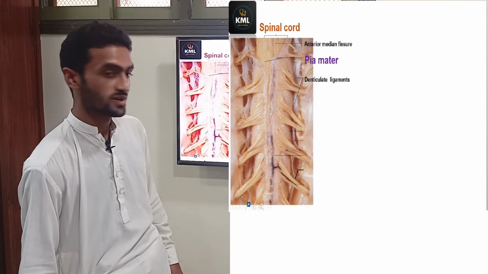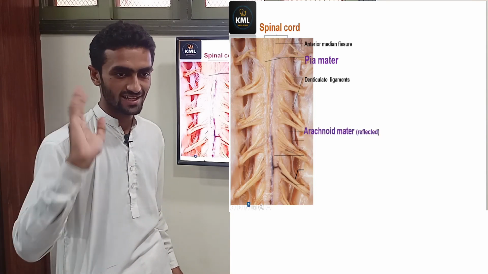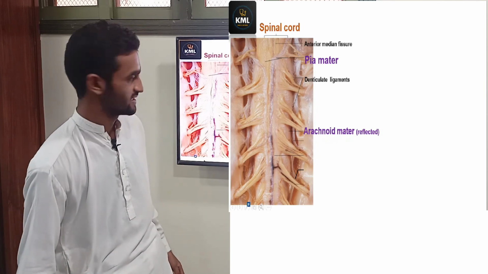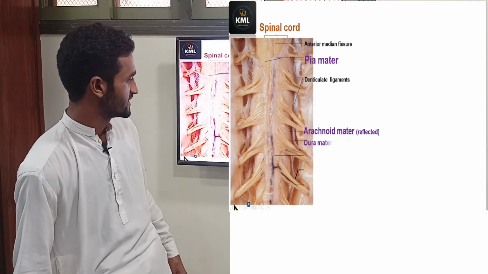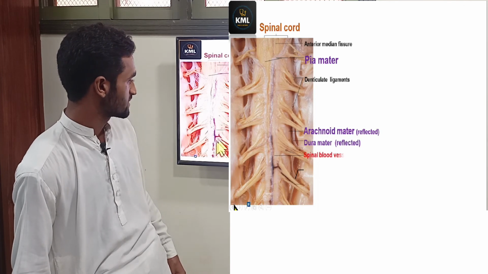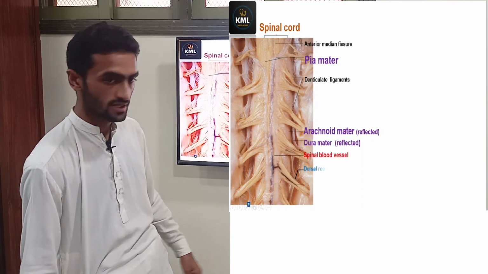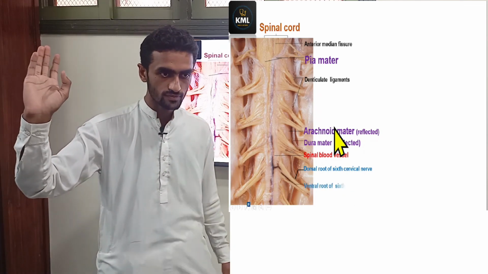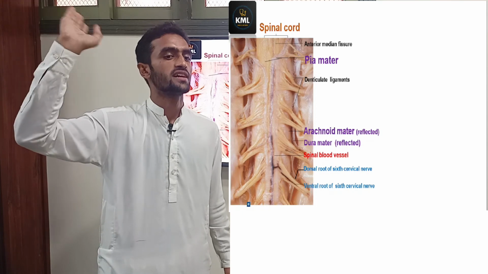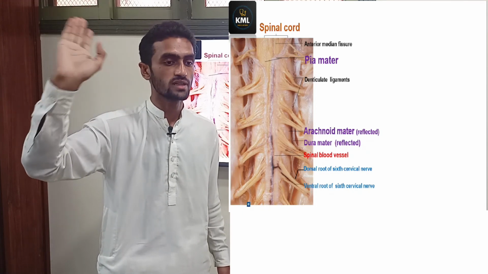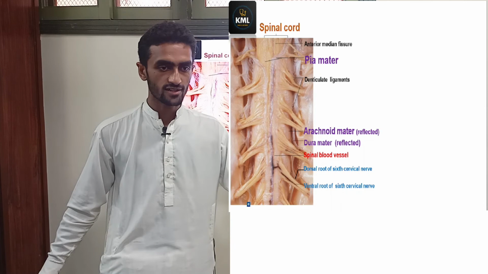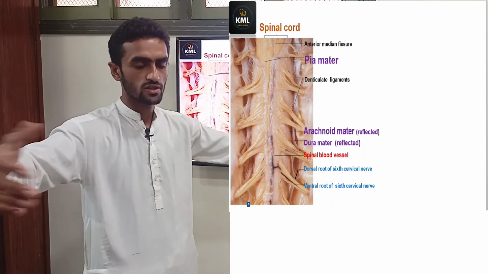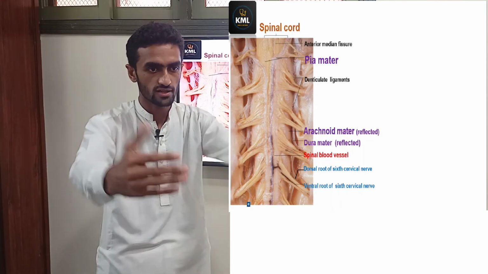You can see this picture. Inshallah, I hope so, if some day you become a neurosurgeon, you will see such a picture: arachnoid mater, dura mater, and here are the spinal blood vessels. One is the dorsal root, one is the ventral root. The dorsal root is concerned with sensory, the ventral root is concerned with the motor pathway. Your sympathetic autonomic fibers also come from the ventral root.